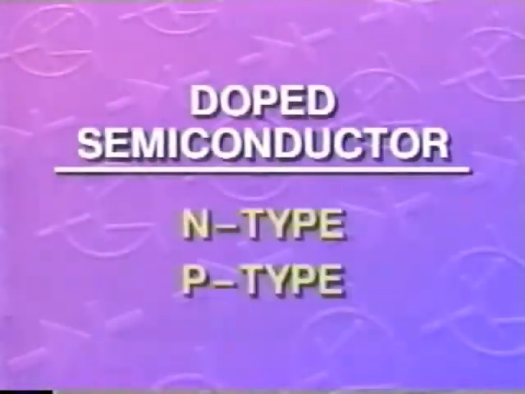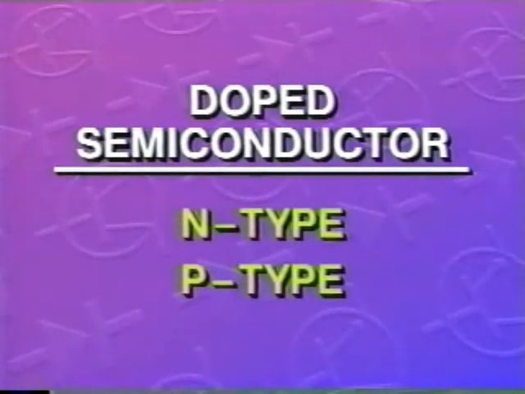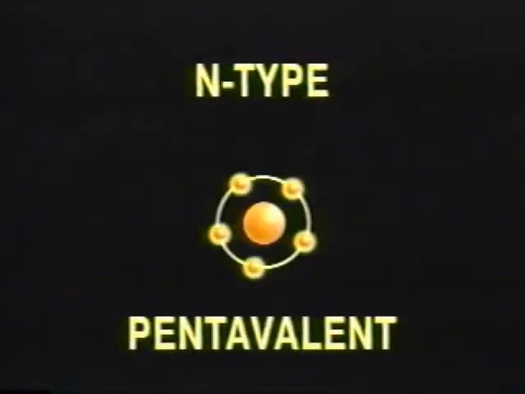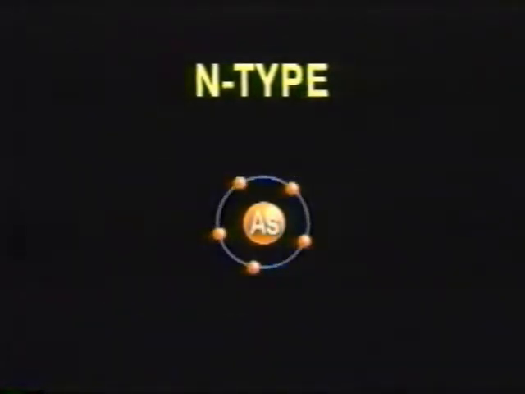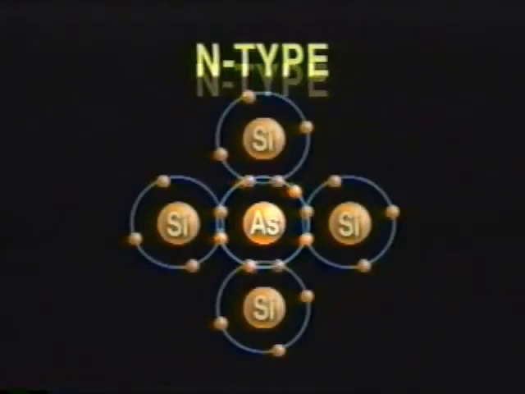A doped or extrinsic semiconductor can be one of two types, N-type or P-type. An N-type semiconductor is produced by adding an element whose atoms have 5 valence electrons. These are known as pentavalent atoms. The prefix penta means 5. Arsenic, labeled As, is a common pentavalent element used for doping. An N-type semiconductor is formed when silicon is combined with arsenic.